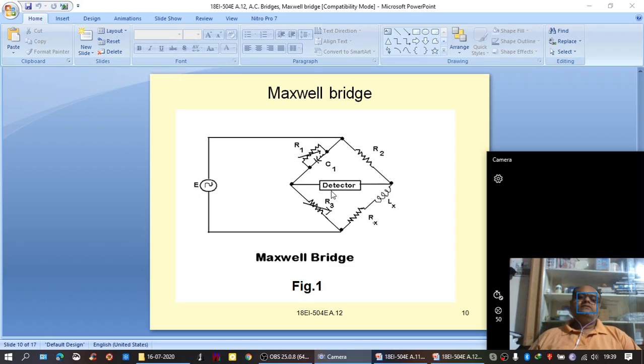The detector starts coming closer to 0. Repeat this combination: adjust R3, then adjust R1. Then adjust R3, then adjust R1. If we do this process continuously for 3 to 4 times, the bridge gets balanced and the detector shows zero current. At that condition, where the bridge is balanced, we know the equation, that is Z1 Z4 is equal to Z2 Z3.